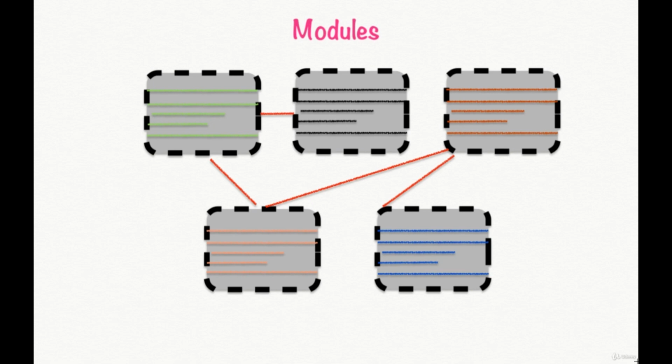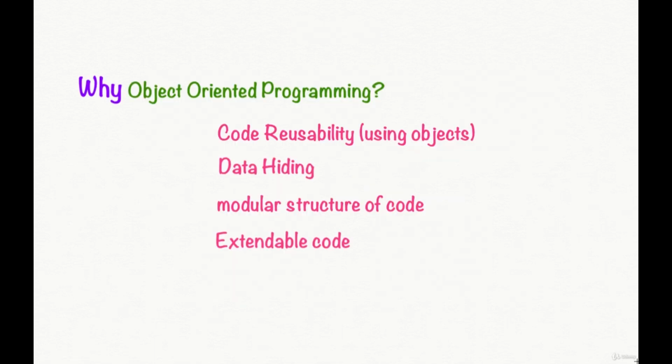So there are benefits of object-oriented programming, that we can reuse our code using objects. Data hiding is an important concept there. Modular structure, which we have just discussed, that we are dividing that large file into modules, and code is extendable. When we know about what we have in a particular module, we can easily extend it. So these are benefits of object-oriented programming, and this will make more sense when we move further into this course. So let's move to our next session.